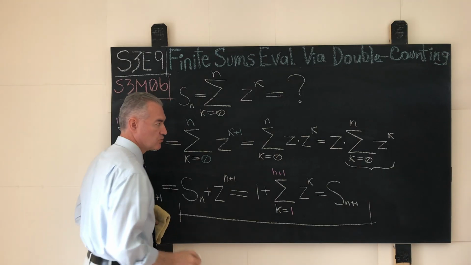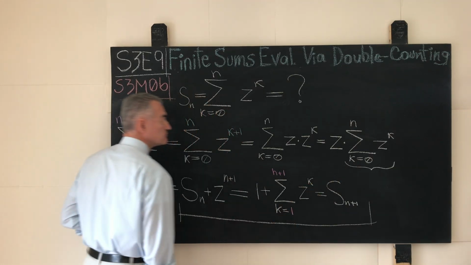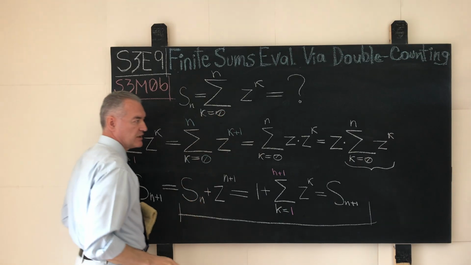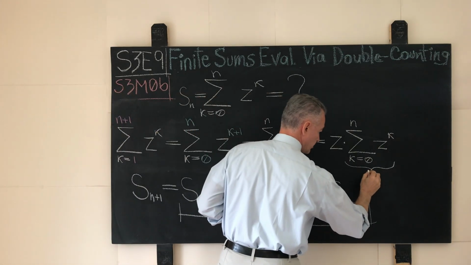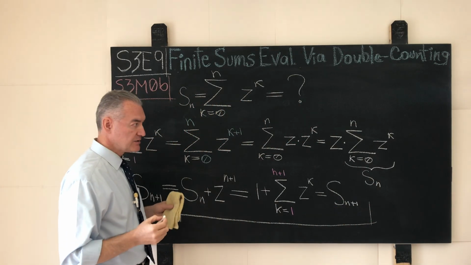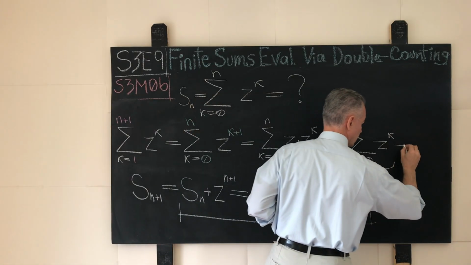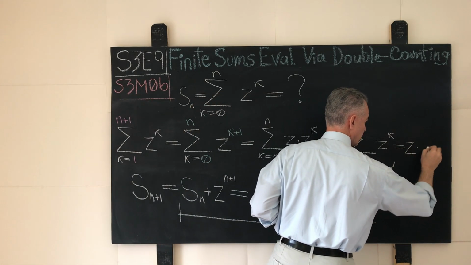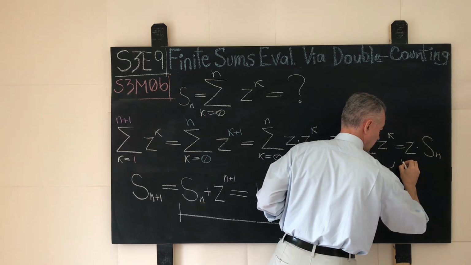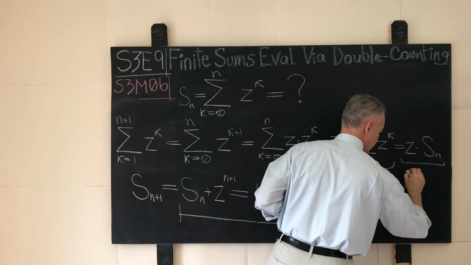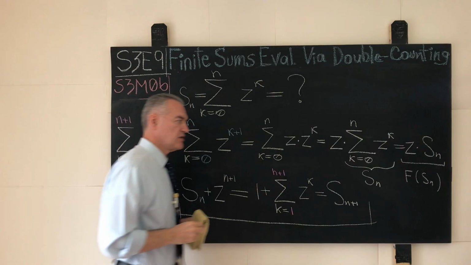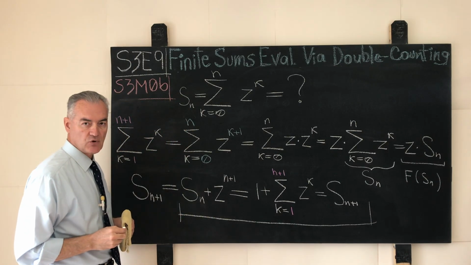Well, if we look at what we have and compare it to what is given, we instantly recognize that what we have now is none other than our finite sum S sub n. As such, we write it down as z times Sn, and this is precisely the thing, if you will, that I referred to in the previous theoretical discussion as the function f of S of n.